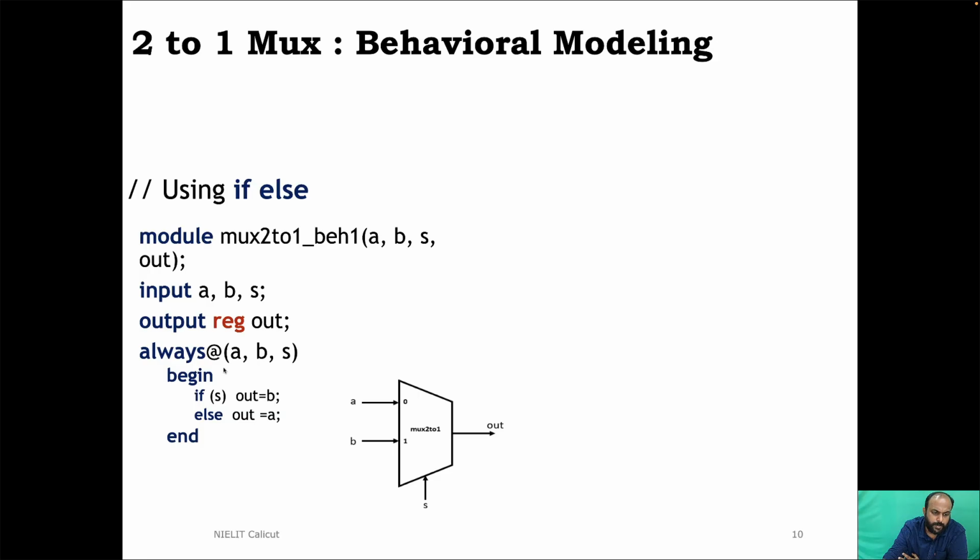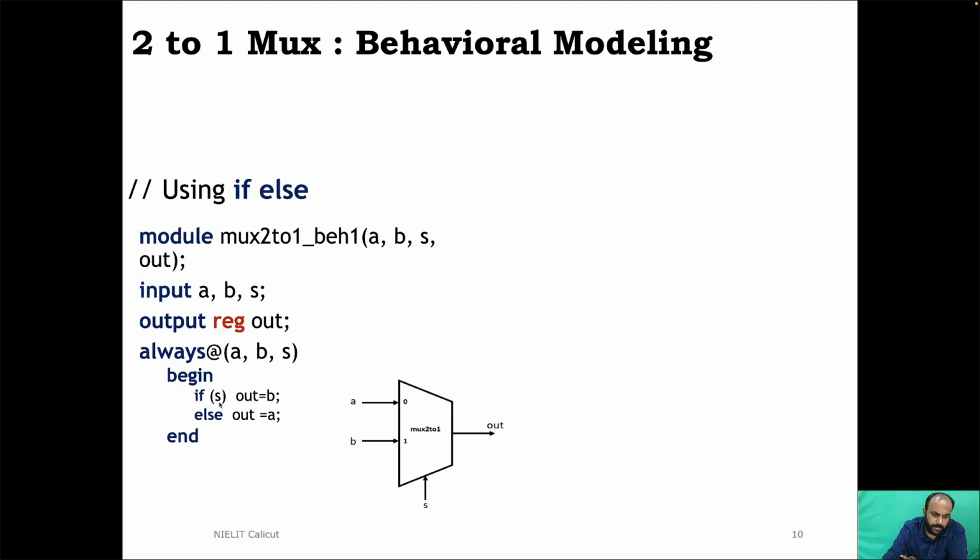The always loop is used to model a set of activities happening in a continuous looping fashion in hardware. Once this loop is entered, I write a begin and end. Begin and end are similar to opening and closing braces in C. They are just used for grouping a set of activities together. Then inside, I write if S. If S means if S is equal to 1. You may either write if S double equal to 1 or simply put if S. Both mean one and the same.